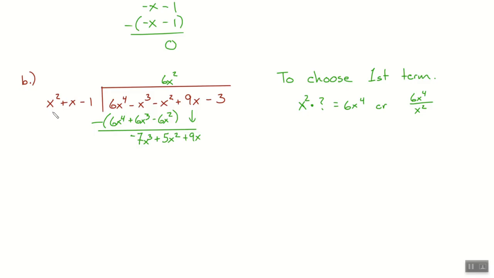It's still x squared. I need to figure out what do I multiply this by to write what number right here. I need a negative 7x cubed. What number is that? Negative 7x. Okay, I'll distribute. We have a negative 7x cubed minus 7x squared plus 7x.